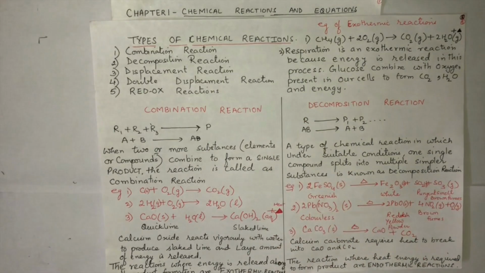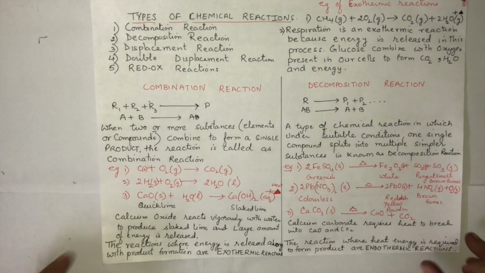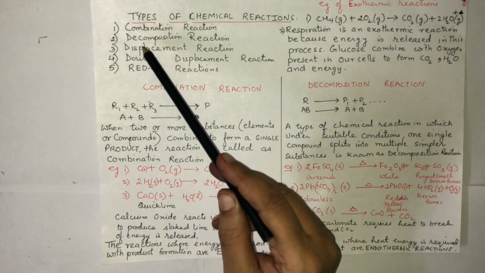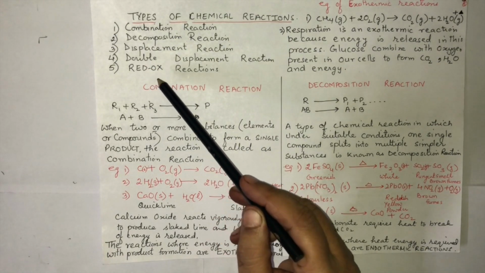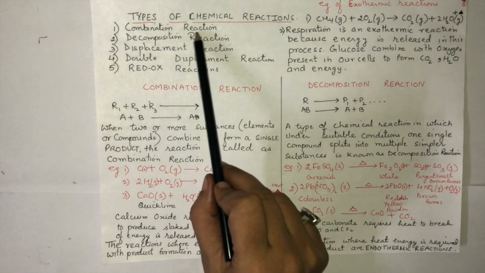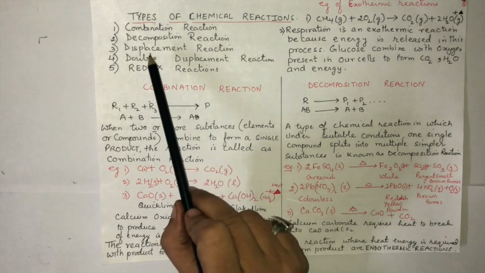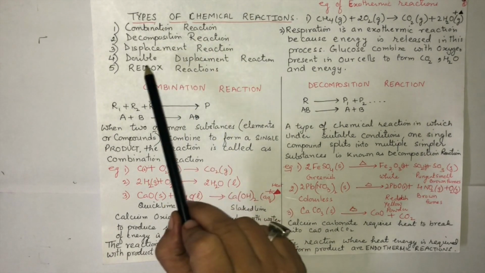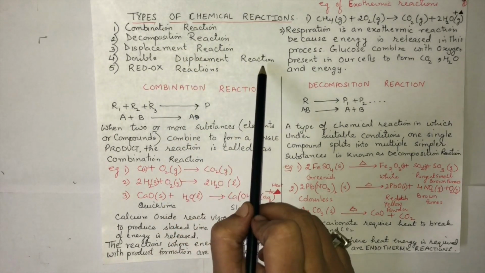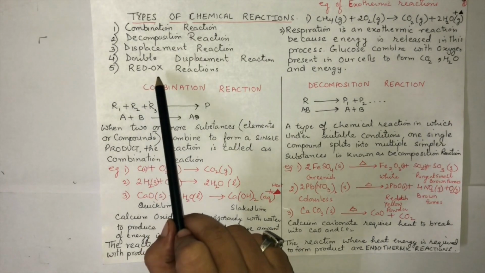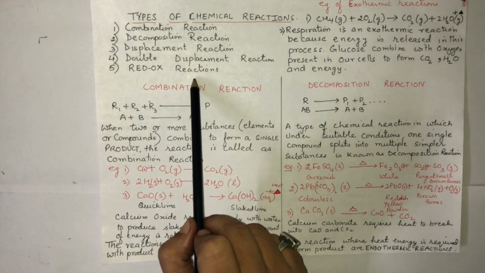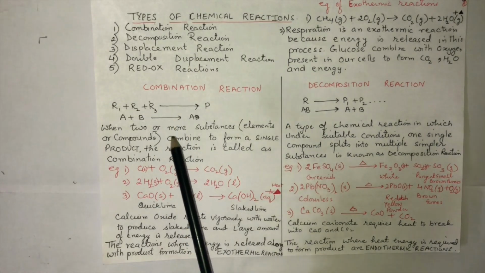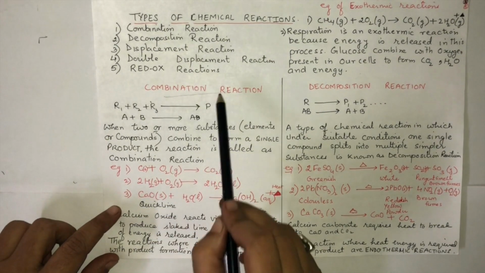So to start with, how many types of reactions do we have? We have 5 types of reaction in our course for 10 standard. Combination reaction, decomposition reaction, displacement reaction and double displacement reaction. Finally, redox, that is reduction oxidation reactions. To start with, combination reaction.